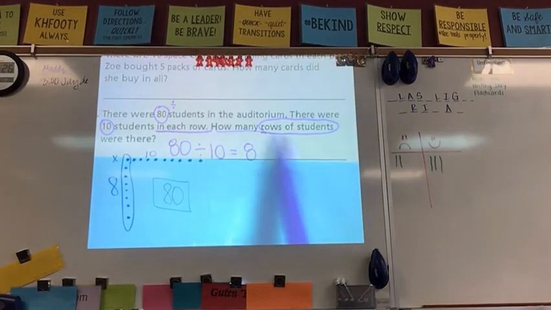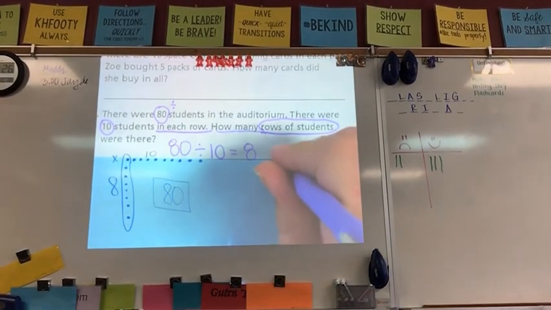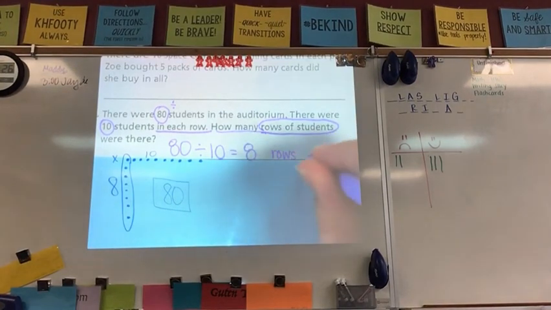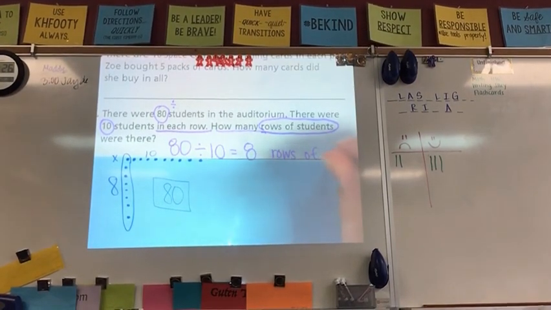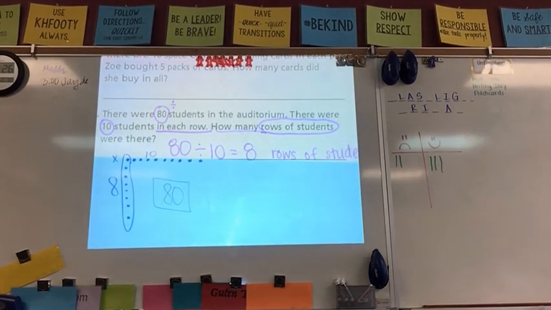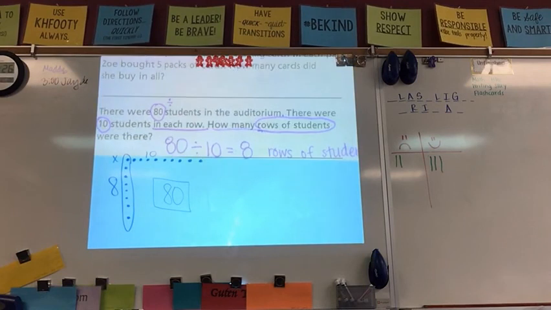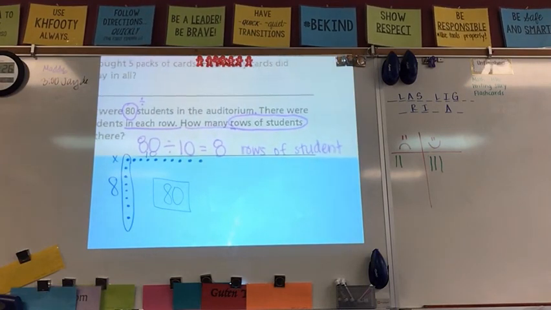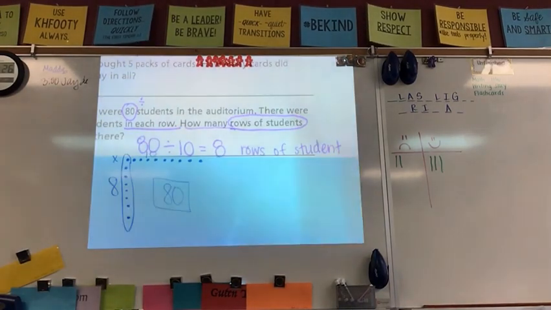8 rows of students. Thank you for remembering the whole label. That was a sneaky one. We can't just put students, because there's actually 80 students, but they're in 8 rows of students. How much? 8 rows of students. You guys probably want to see that label, huh? After that, you may erase.